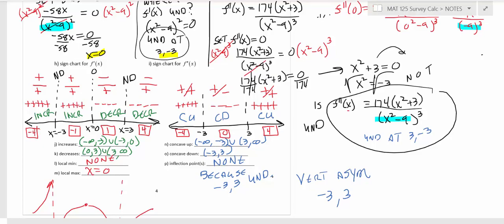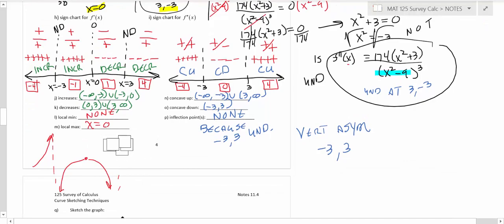Students always say, why can't I just use my calculator? Well, you're in a calculus class. You're learning calculus. That's why. You can use it to check. I'm not teaching you to be a button pusher.